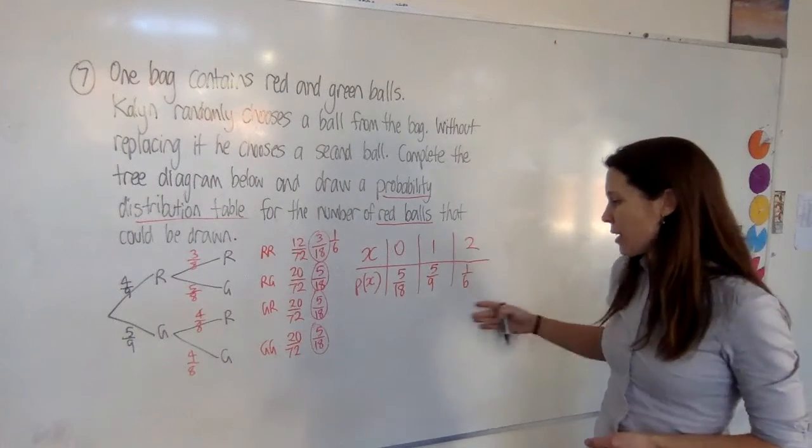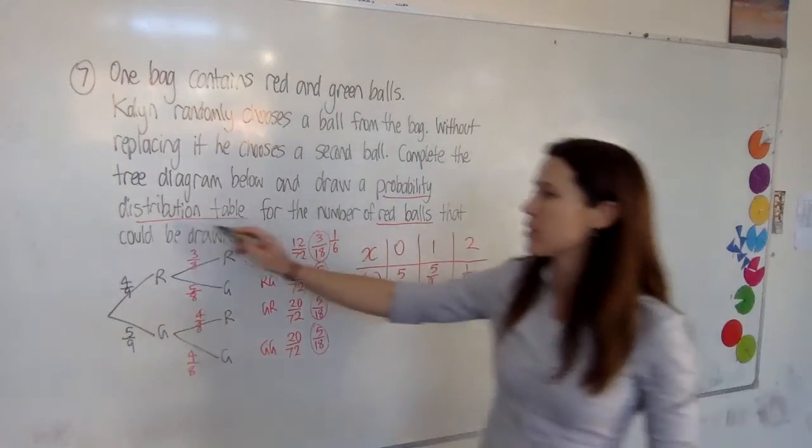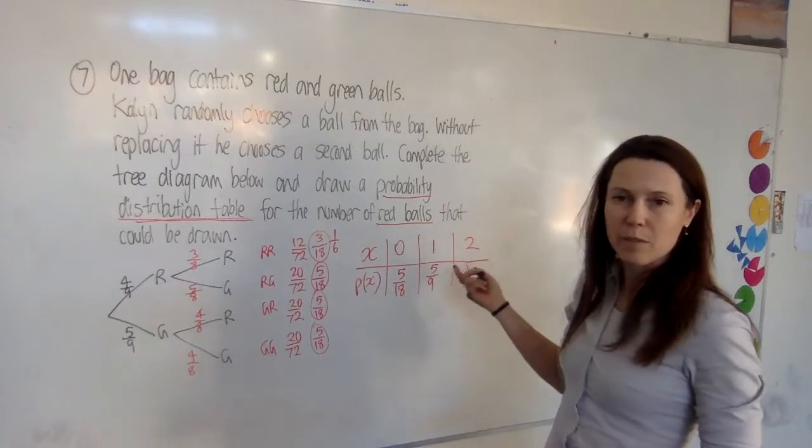Now some of you took it to the next step and started working out expected value. Don't waste time. All you've been asked for is the probability distribution table, which just says the probabilities for the various outcomes. So we're finished.